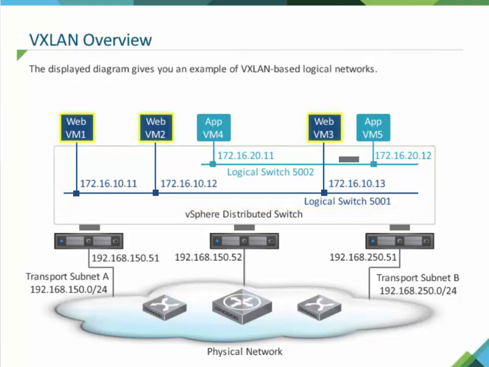The web tier virtual machines 1, 2, and 3 belong to logical switch 5001. The application tier virtual machines 4 and 5 belong to logical switch 5002.